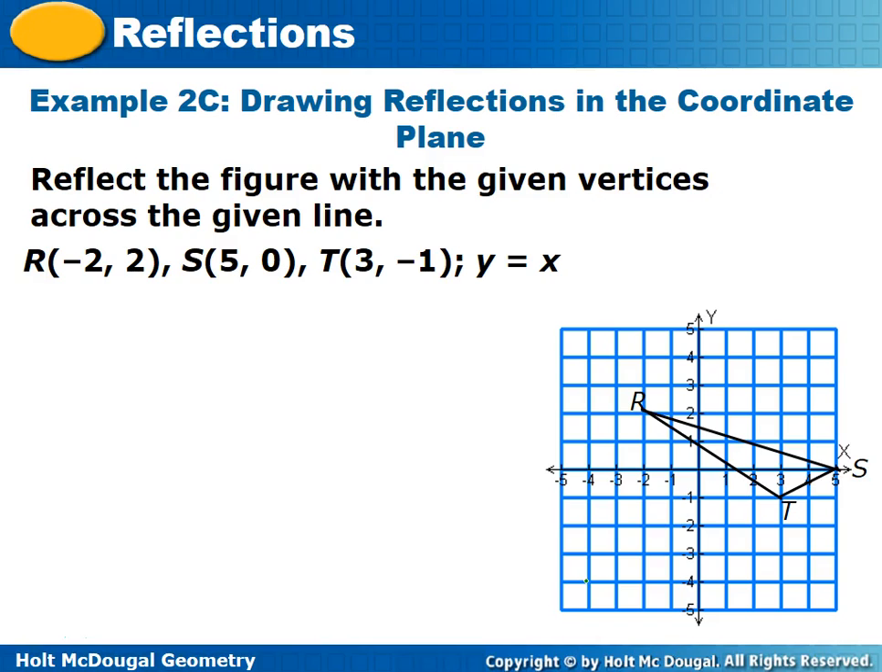Here's our third one, reflecting across the line y equals x. Again, we're going to plot our points R, S, and T, and we're going to write our rule. Our rule is (x, y) becomes (y, x). So this time, all we're going to do is flip these.